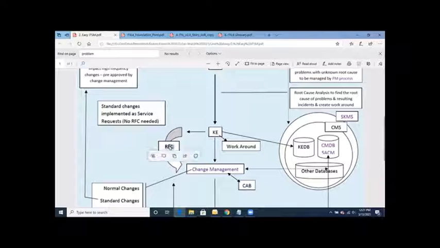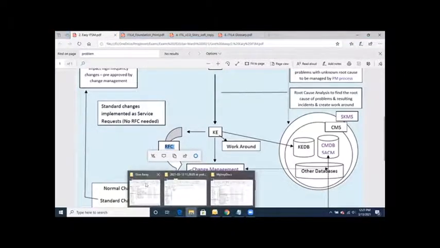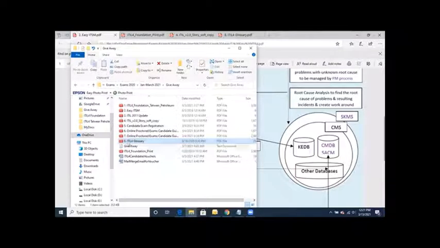There are some organizations who call it an RFC, request for change. There are some organizations who call it a CR, change request. So they are the same thing. Change request or request for change is almost the same thing.